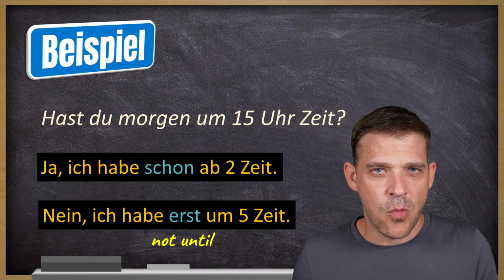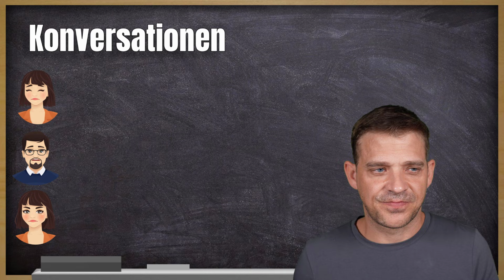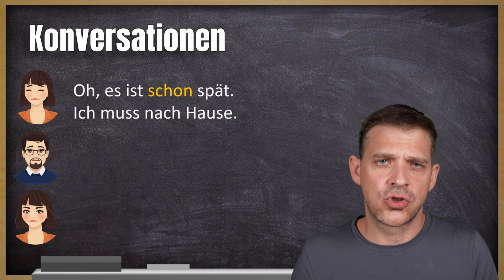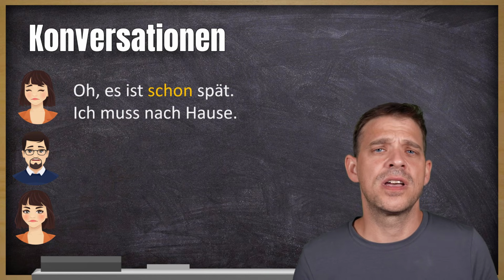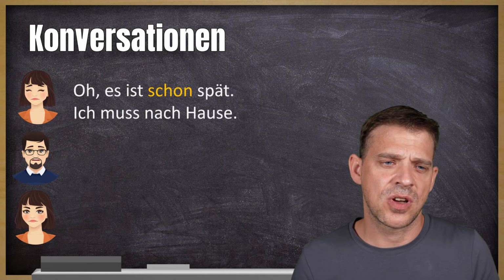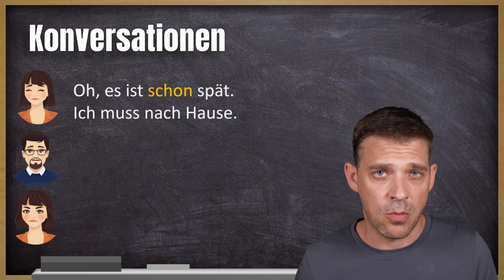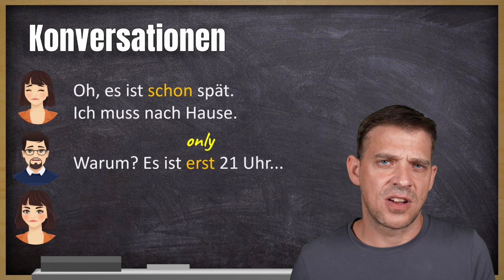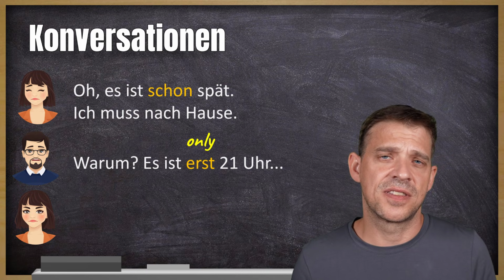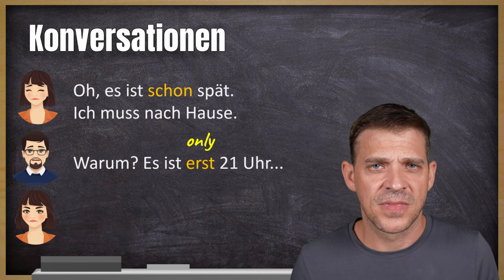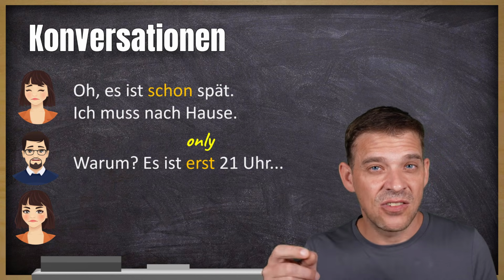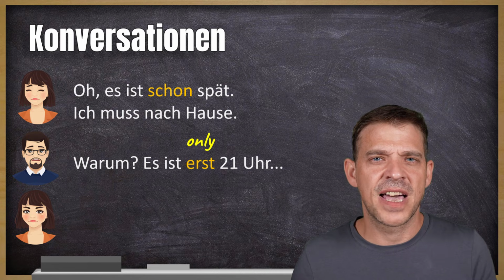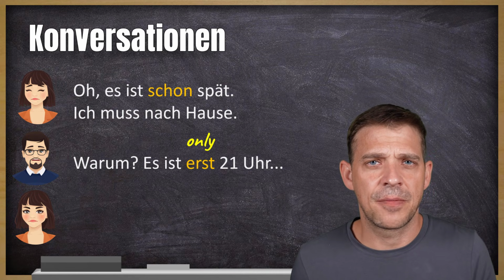Now let's make some more examples, and we do a conversation between a woman and a man. Die Frau sagt, oh, es ist schon spät, ich muss nach Hause. Oh, it's already late, I have to go home. Der Mann sagt, warum? Es ist erst 21 Uhr. Why? It's only 9 p.m. So here he uses erst 21 Uhr because he wants to emphasize that from his perspective, 9 p.m. is still early. So we still have a lot of time.